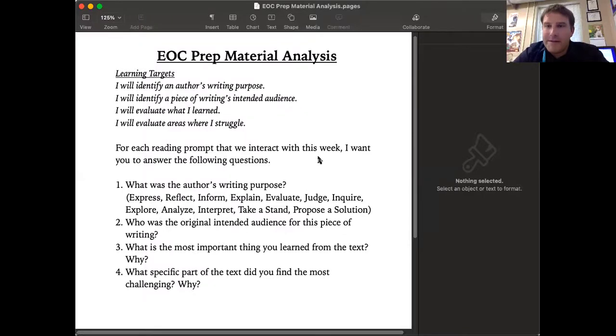Pinpoint that confusion. If we are able to pinpoint where we're confused, then we can fix it. But if we try to paint over it with a broad, vague brush, we're never going to improve. Once again, you're going to do that for all 6. You'll identify the purpose, then tell me who the original audience was. Both of those can be done in one word or a couple of words. The last 2 need to be done in at least complete sentences, maybe a couple of sentences: what is the most important thing you learned from that text, and what specific part of the text did you find the most challenging, and why?